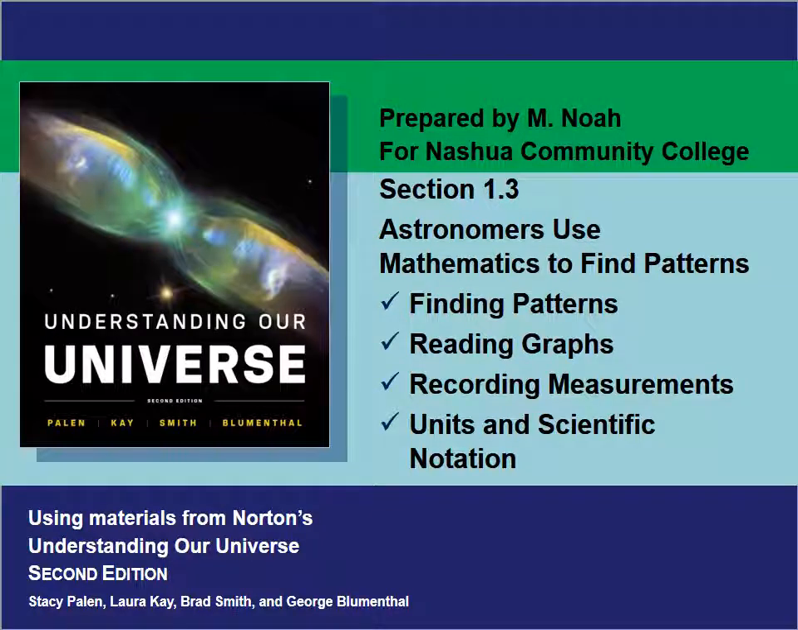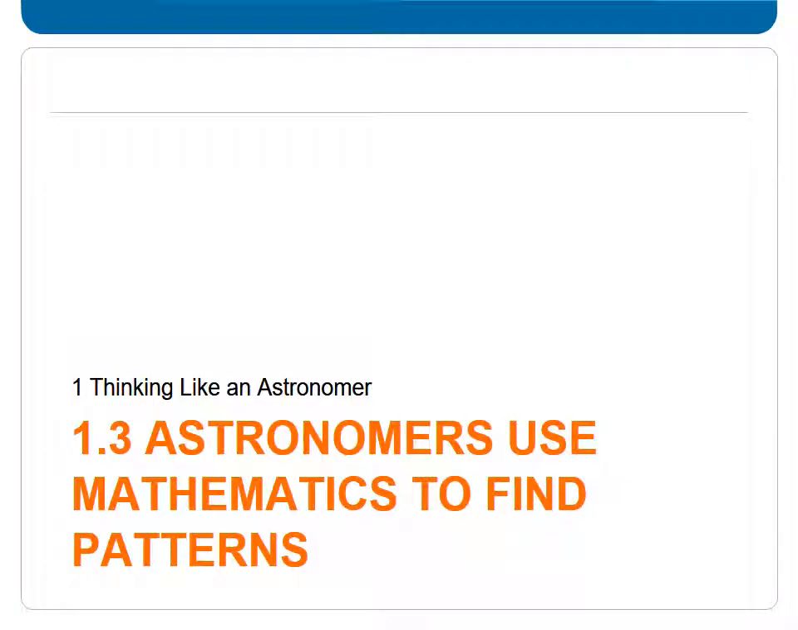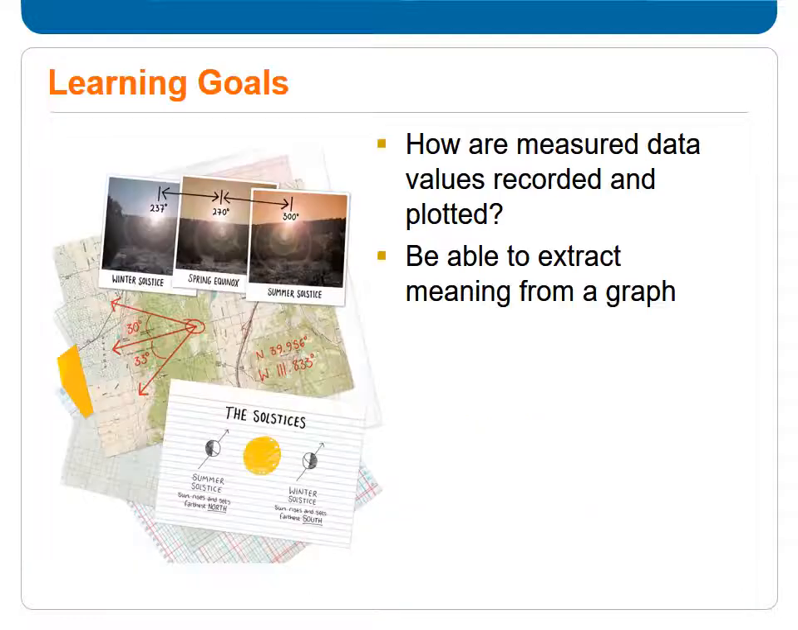This learning module covers Section 1.3, Astronomers Use Mathematics to Find Patterns. The topics covered include finding patterns, reading graphs, recording measurements, and using units and scientific notation. We start with an overview.